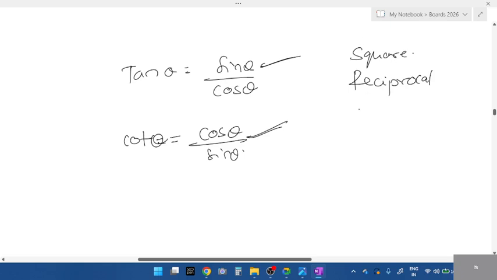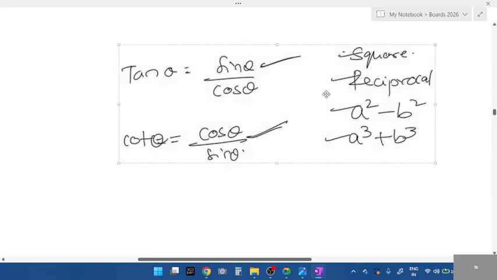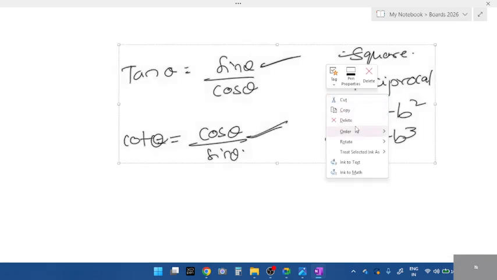Okay, square relation, reciprocal, then a square minus b square concept. Fine. Square relation, reciprocal, a square minus b square. If the cube is a cube or b cube, according to that we solve. This is the order. So try to include all these four concepts. Reciprocal, square, only these four. We'll start solving the question.